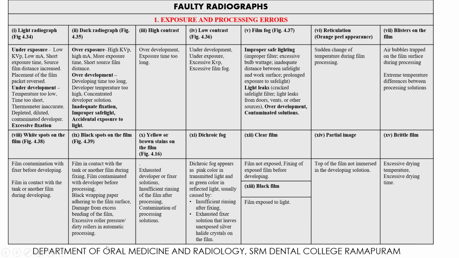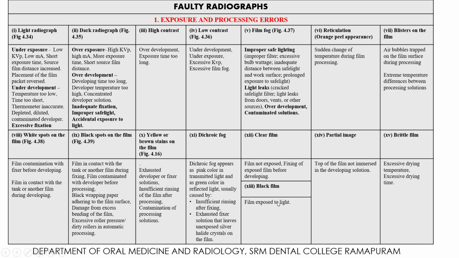And we have yellow or brown stains because of exhausted developer or fixing solution, insufficient rinsing and contamination. Something called dichroic fog, which appears like a pink color error in transmitted light and green color in reflected light, due to insufficient rinsing after fixing, or an exhausted fixer solution that leaves unexposed silver halide crystals in the film.